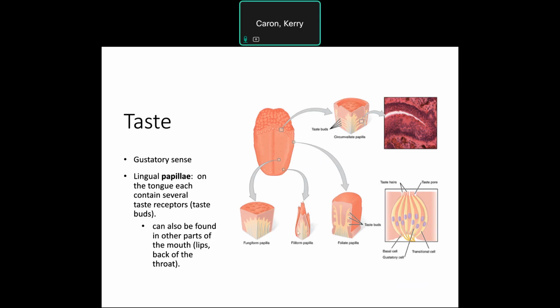Okay, some different shapes of papillae. Those really have taste receptors on them. Sometimes we call those taste buds. We also have some taste buds in our lips and the back of our throat, but primarily those lingual papillae with the taste receptors and taste buds are on the tongue.